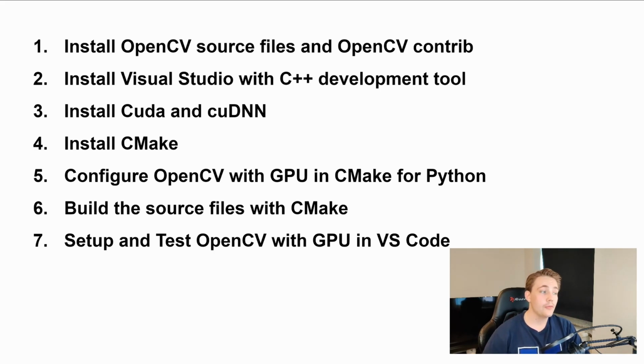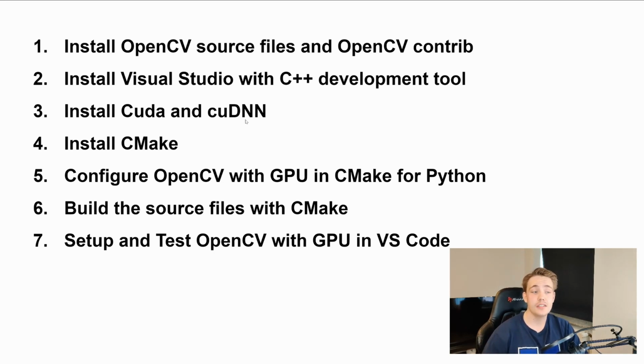So first of all, here we have the overview of what we're going to do in this video. In the first couple of steps, we're going to do the installation of the OpenCV source files and the OpenCV contrib folder as well, which I'm going to show you how we can download, and how we can choose the exact version of OpenCV that we want to build the source files from. And then we have to install Visual Studio with C++ development tools, because we're going to use that to be able to build the binaries with OpenCV and CUDA. Then we're going to install CUDA and cuDNN, and we're also going to install CMake.